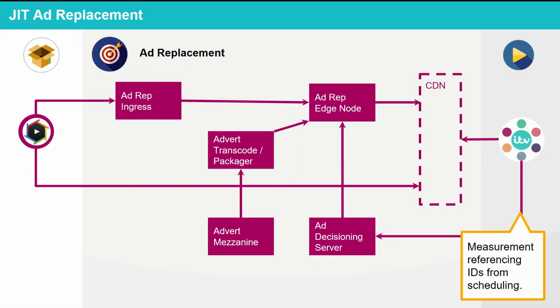And finally, as you said, those same spot IDs are sent to the client where the measurement happens. And as you said, right back in the scheduling system when it minted the IDs, the same IDs are then sent back to the ad decisioning server, and you've come full circle.